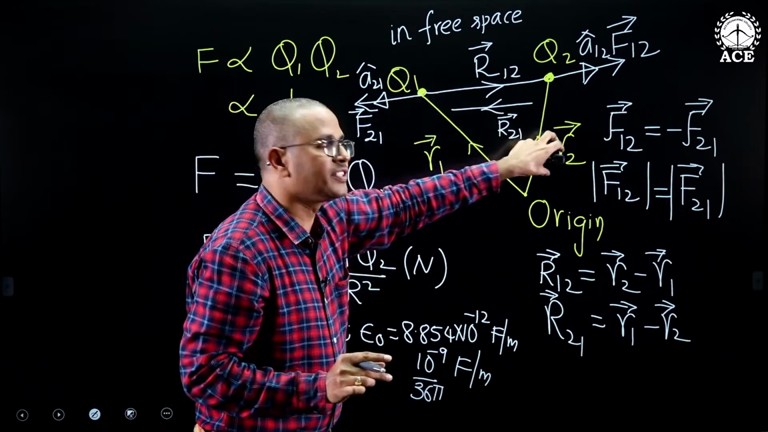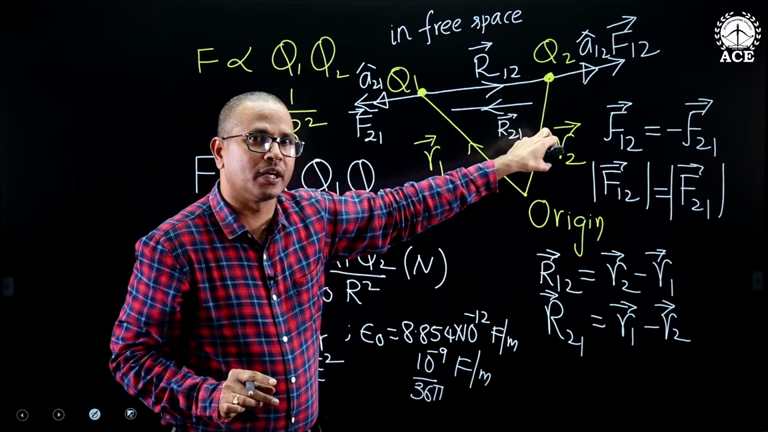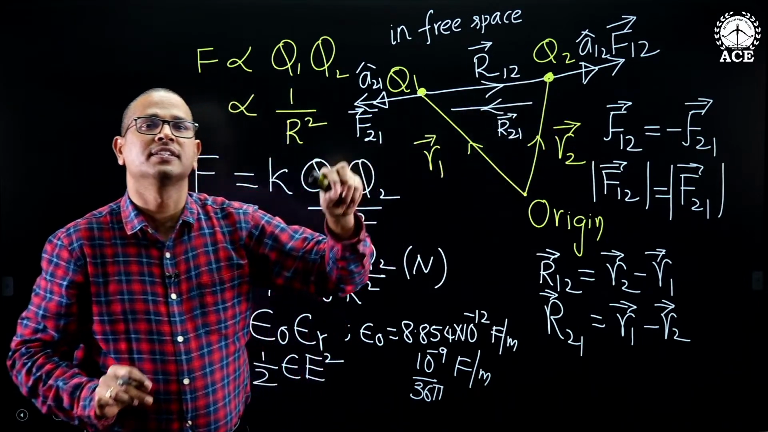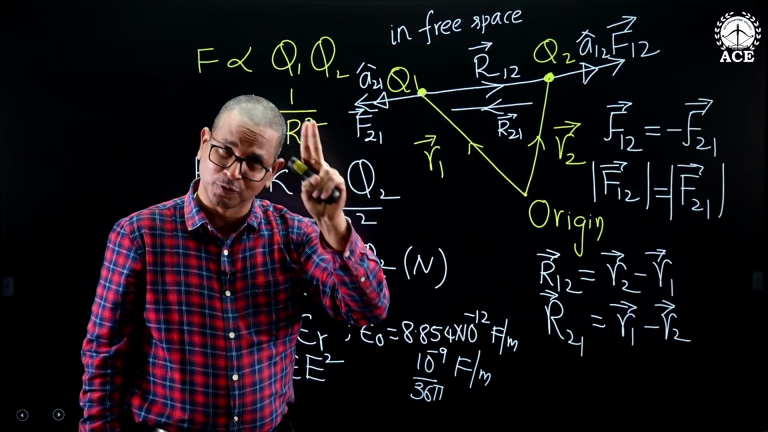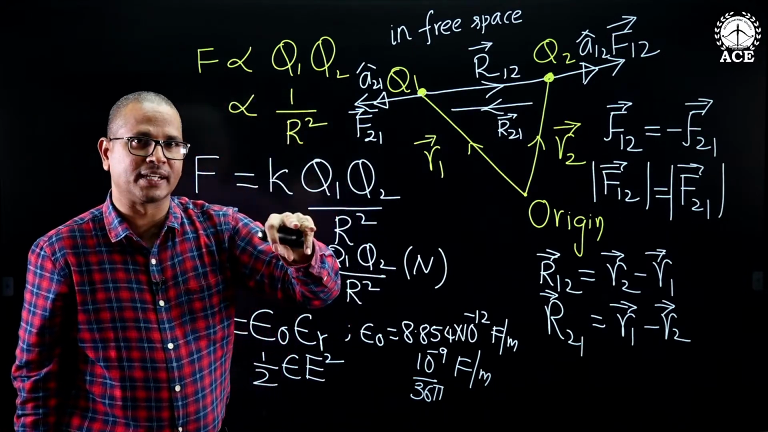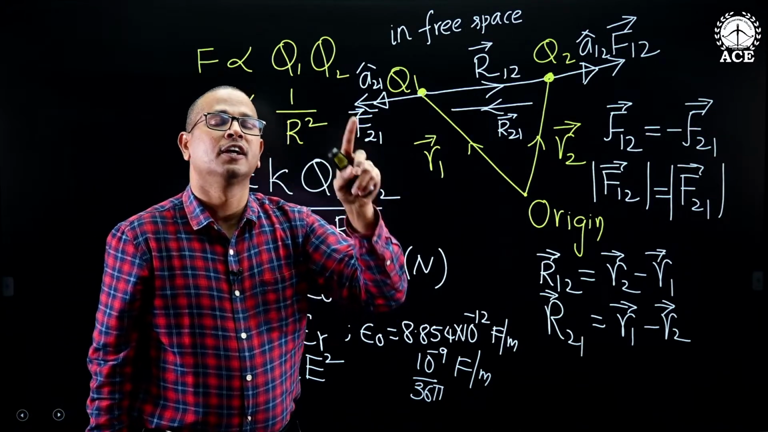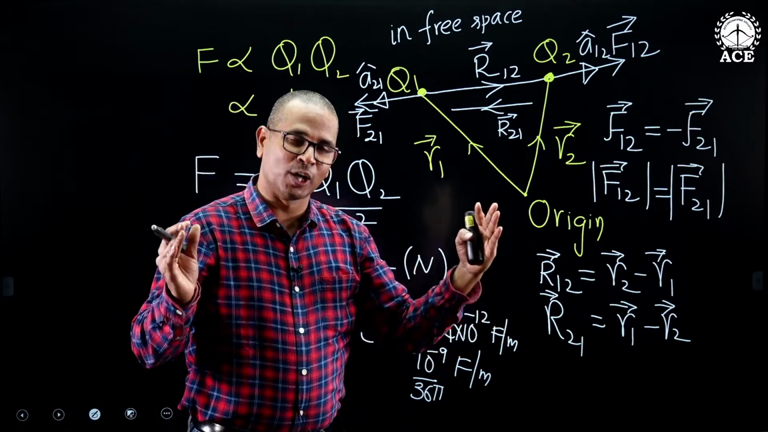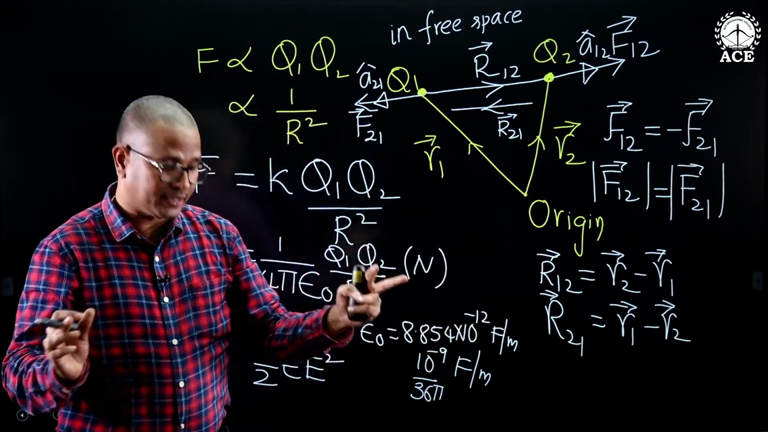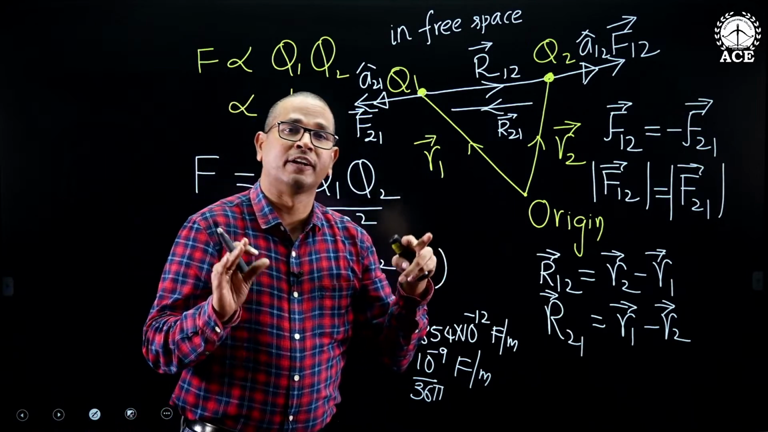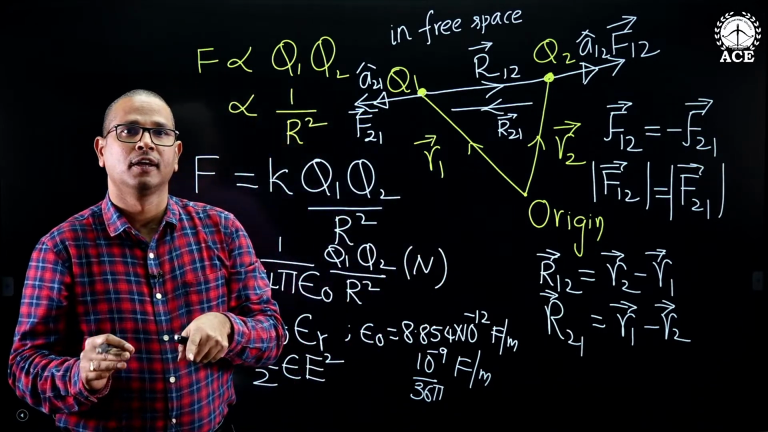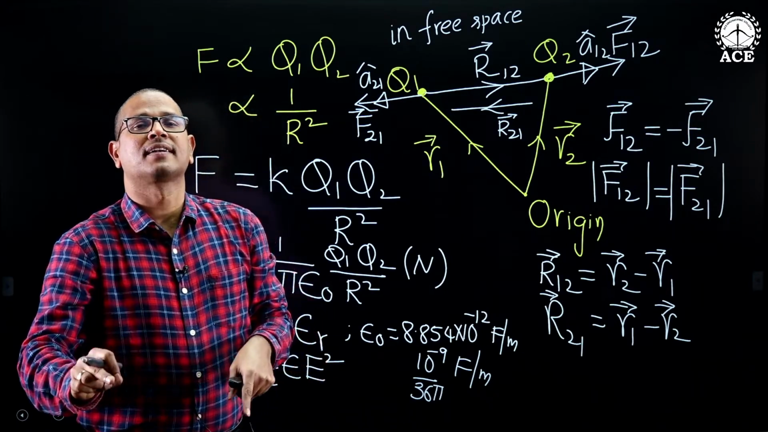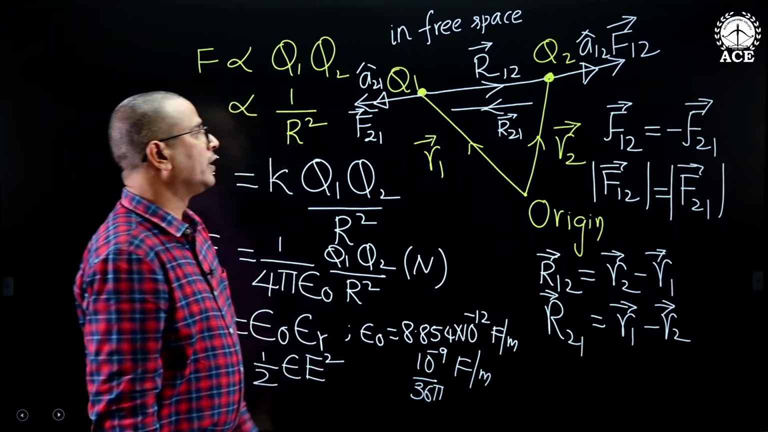If I take one more charge in this region, Q1, Q2, Q3, then in that case, each charge is experiencing how many forces? Two forces. If I take four objects, each charge is experiencing 4 minus 1 forces, nothing but 3 forces. If I take n objects in the region, each charge is experiencing n minus 1 forces. If I wish to find the resultant force on any one of the objects, it is equal to the vector sum of the forces due to individual objects.